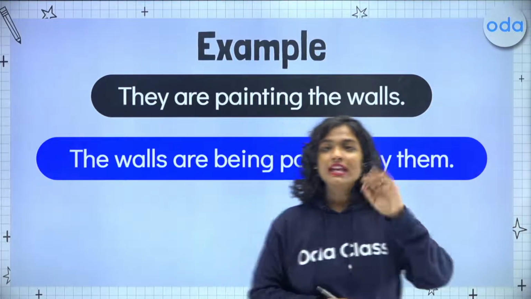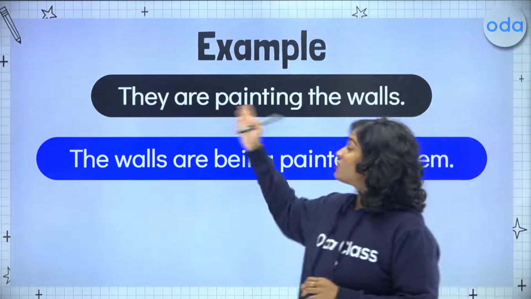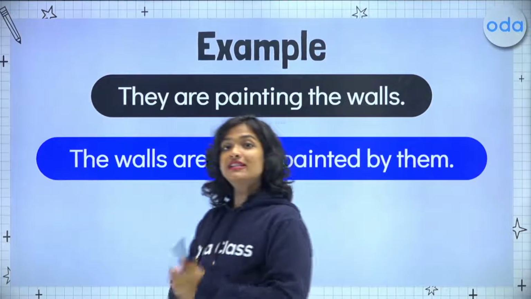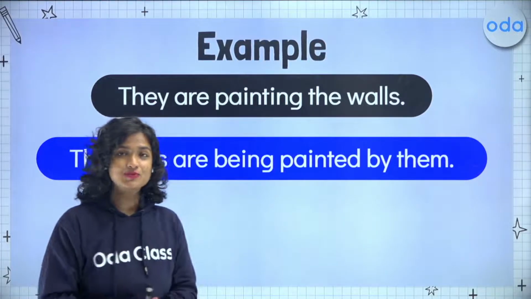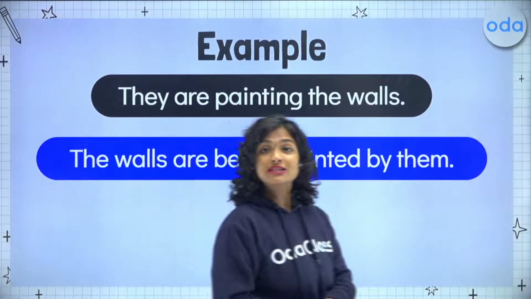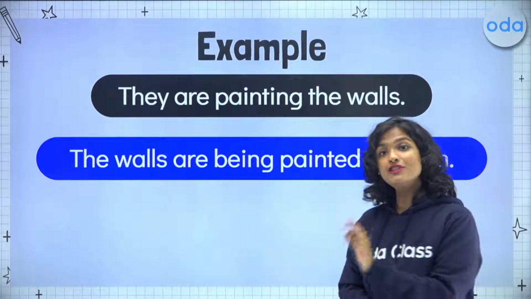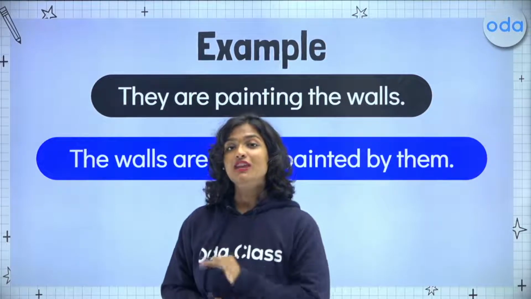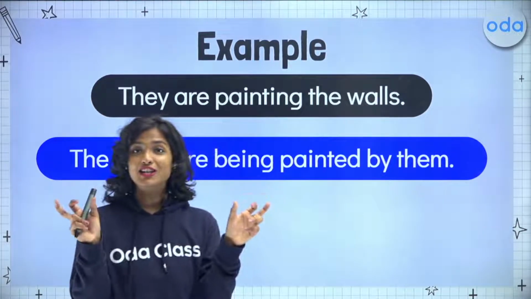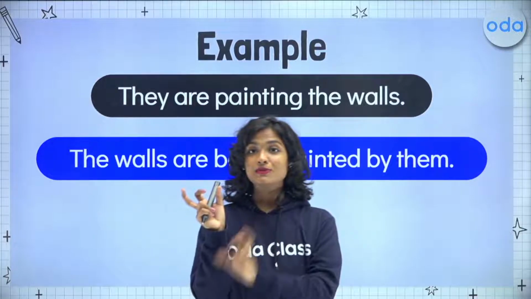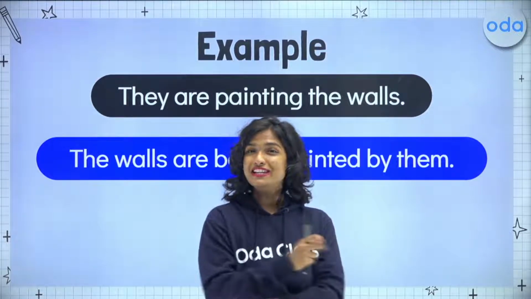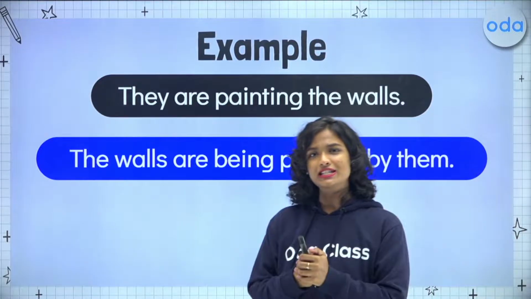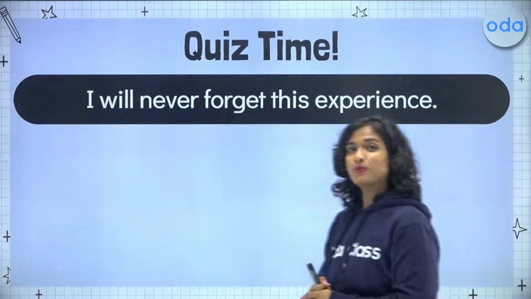Students, also take note of the fact that we are changing the form of the verb so that the tense of the sentence does not change. So that is how we transform sentences from active to passive voice. We change the pronoun because we are changing the subject and the object. Subject becomes the object and the object becomes the subject. Students, let's gather all of this knowledge and do some quizzes now.